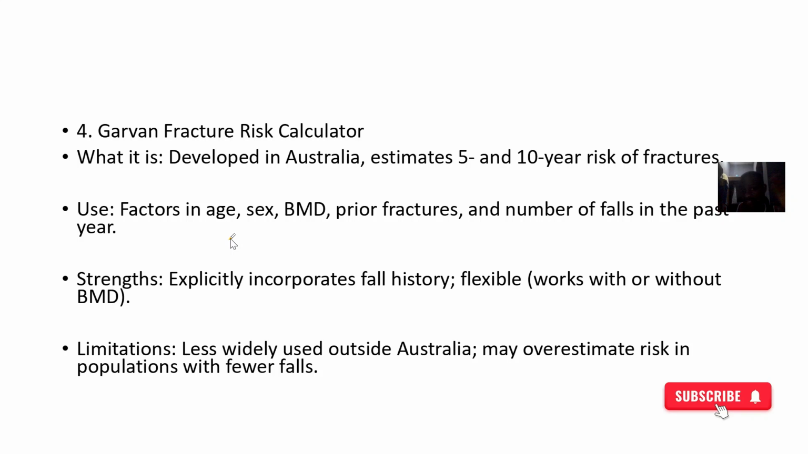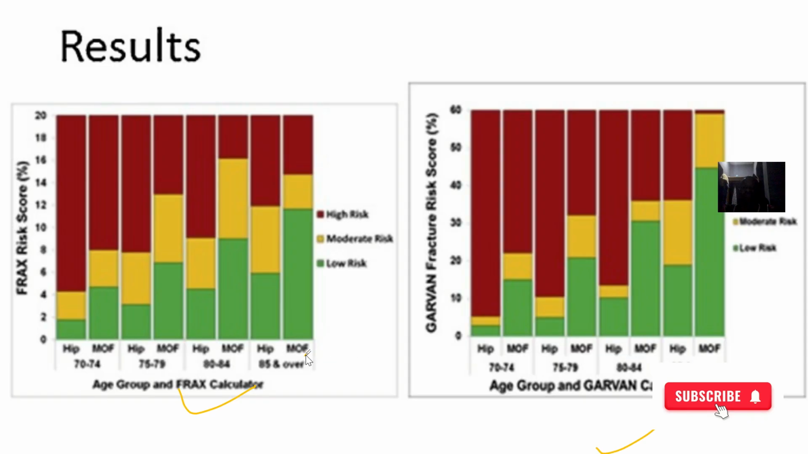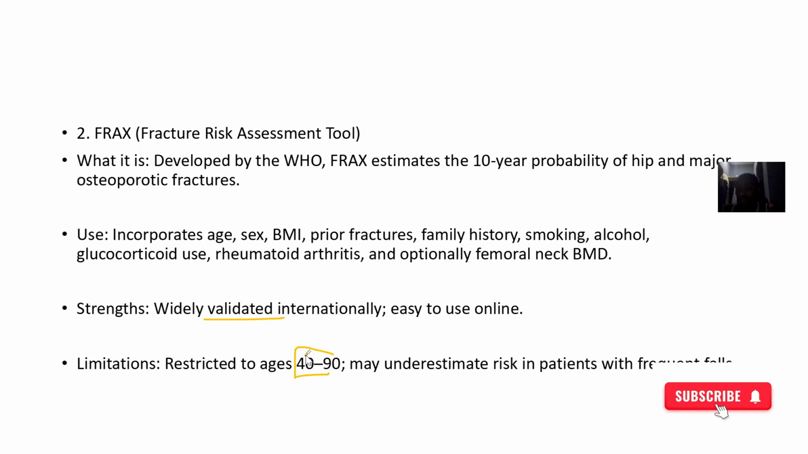Garvan looks at many factors, like your age, your sex, your body mass index, if you have had fractures before, and if you have fallen in the past. So it looks at a lot of history. It's also comprehensive, but it's less widely used. It's mostly used only in Australia. So of course, if you are going to practice in Australia, then you have to know it very well.